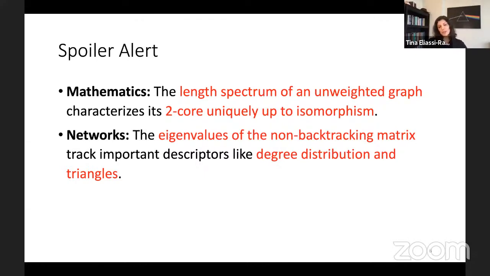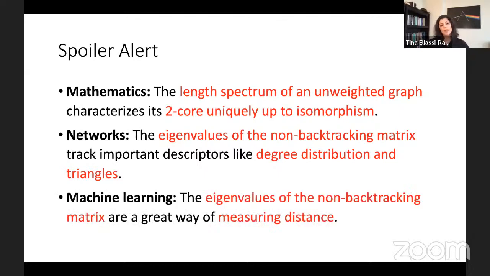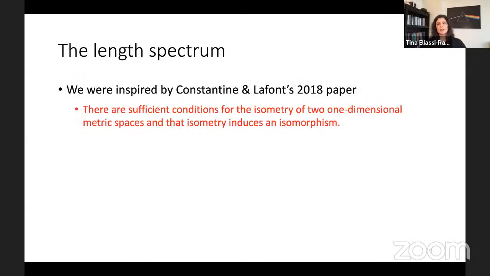In fact, in social networks, we know that the two processes that form social networks are preferential attachment, which leads to a heterogeneous degree distribution, and the forming of triangles, where friends of friends are friends. So these are very important descriptors of a complex network, especially if it's from the social domain. And then from the machine learning perspective, we learned that the eigenvalues of the non-backtracking matrix are a great way of measuring distance. So what is this thing called the length spectrum?